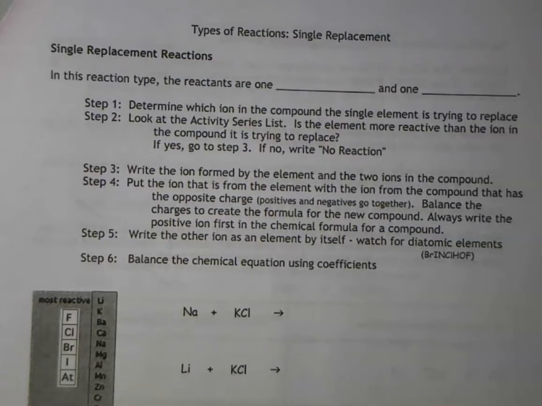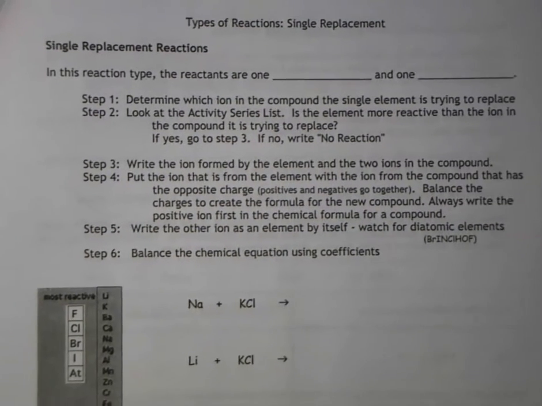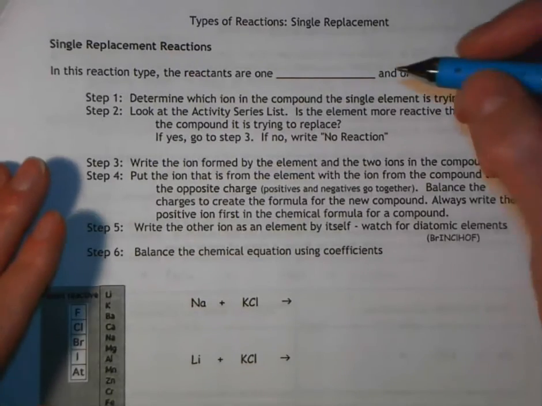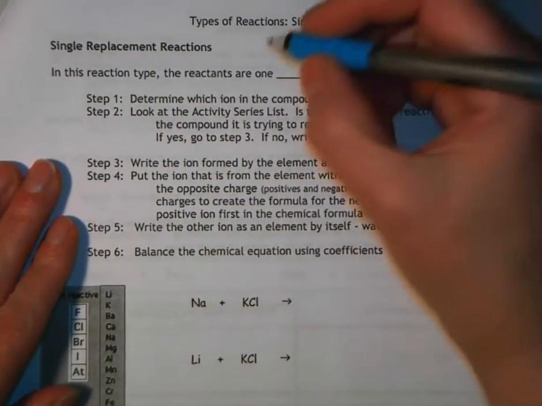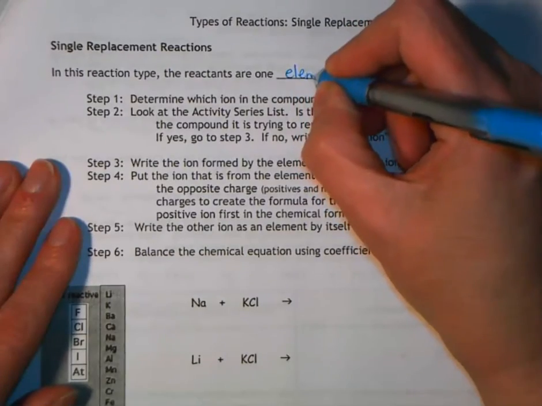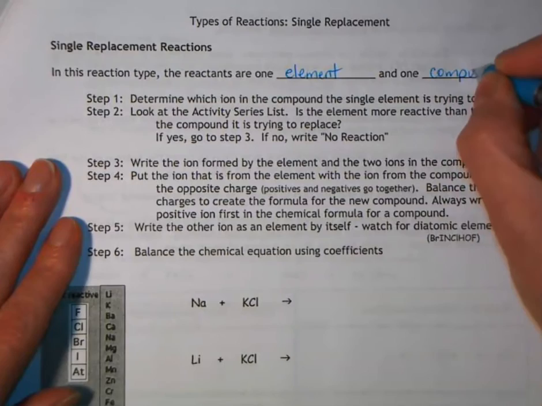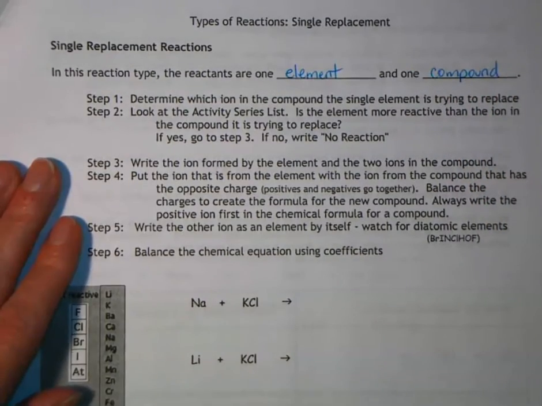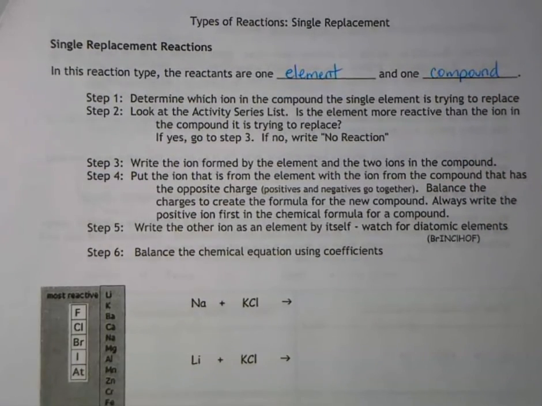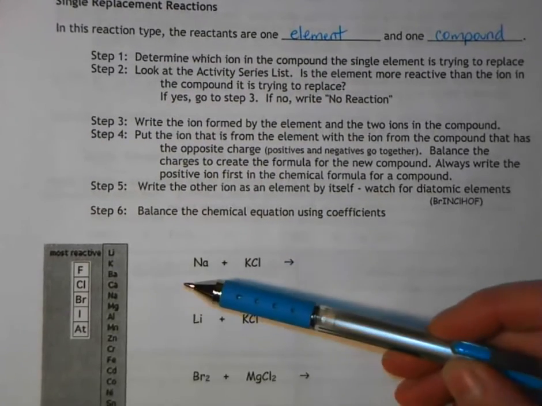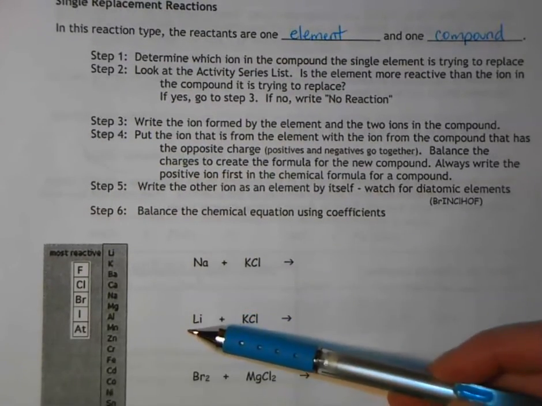In this video, we will solve the problems on page 5 of your packet. These are single replacement reactions. And in a single replacement reaction, the reactants on the left side of the arrow are one element and one compound. That makes them pretty easy to recognize. So if you look at the examples down below, you'll see element with a compound, element with a compound.